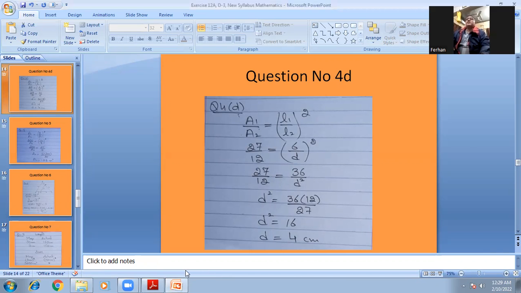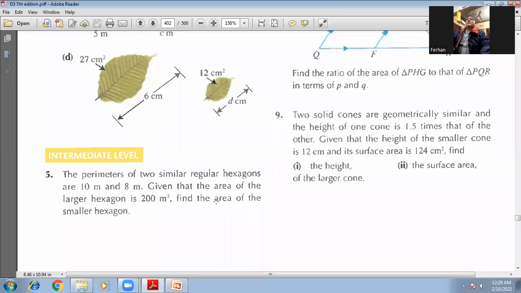Okay, so here we go. Question number 5. The perimeters of two similar regular hexagons are 10 meter and 8 meter. Given that the area of the larger hexagon is 200 meters square, find the area of the smaller hexagon.